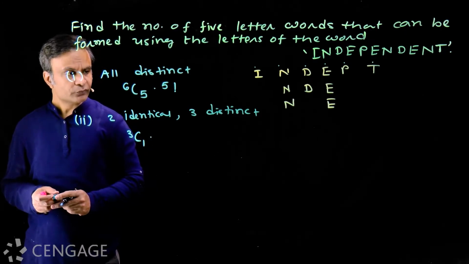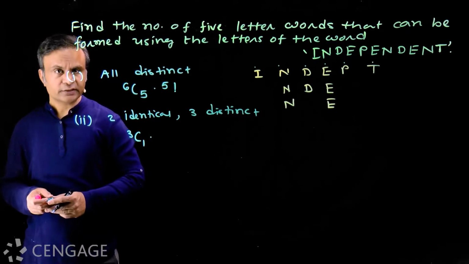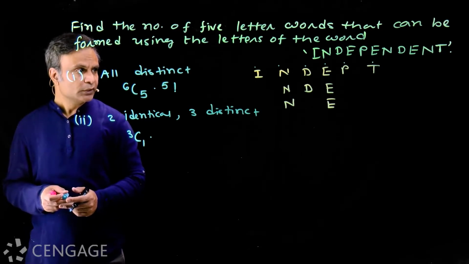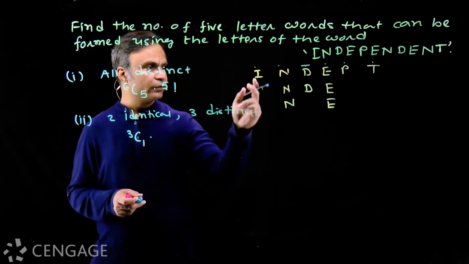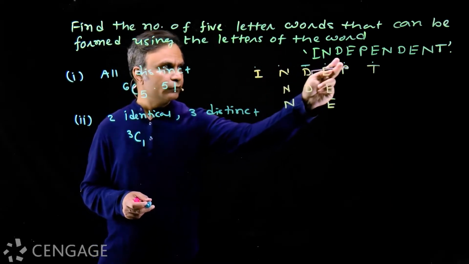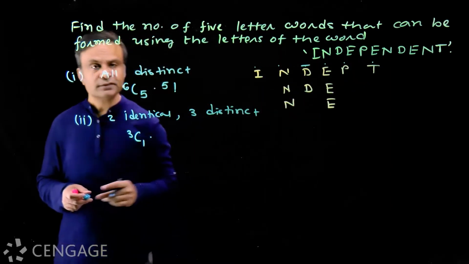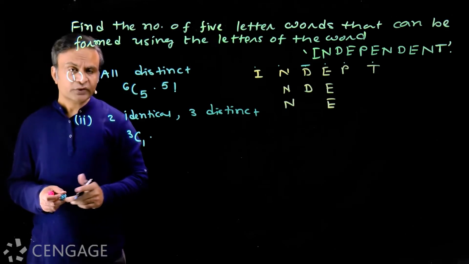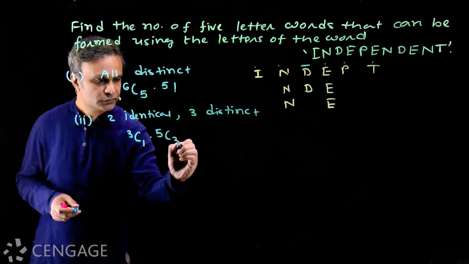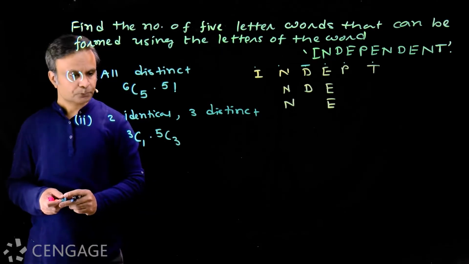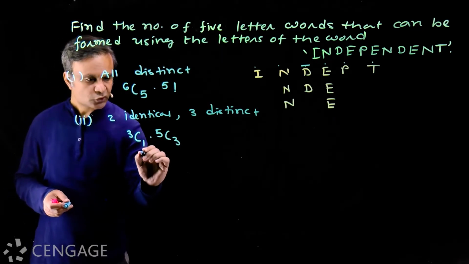Multiply by, now we have to select 3 more letters which are distinct. If we select this pair of identical letters, then we have 1, 2, 3, 4, 5 distinct letters available, from which we have to select 3 letters. So we can select in 5C3 ways. So this is the job of selection.